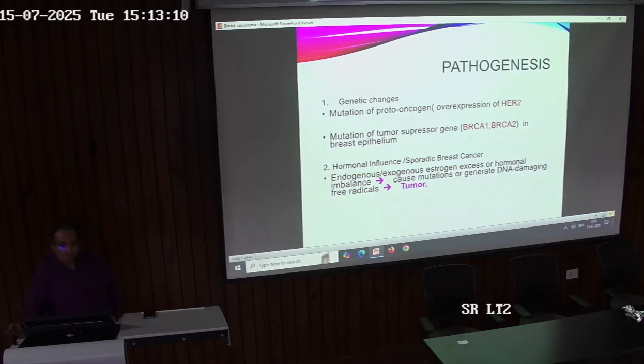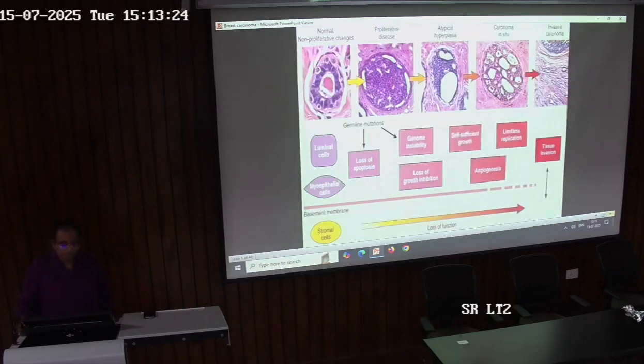Hormonal influence: endogenous and exogenous estrogen excess or hormone imbalance causes mutation or genetic DNA damage, which causes free radical formation, and whenever there is free radical formation, there is a chance of malignancy occurring.